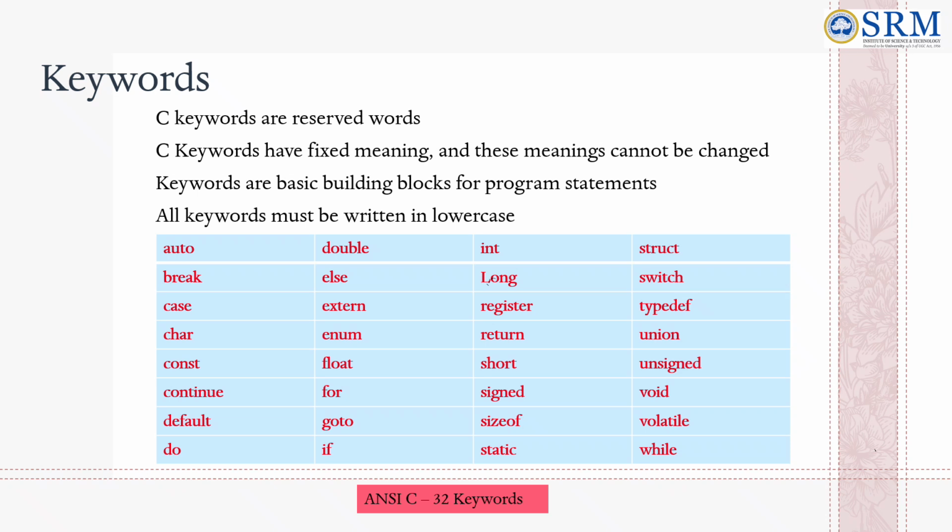They are auto, break, case, char, const, continue, default, do, double, else, extern, enum, float, for, goto, if, int, long, register, return, short, signed, sizeof, static, struct, switch, typedef, union, unsigned, void, volatile, and while.